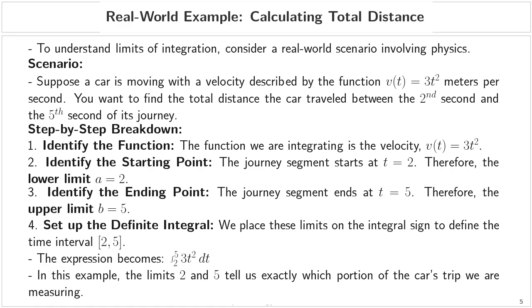In this example, the limits, 2 and 5, aren't just numbers floating around. They precisely define which portion of the car's entire trip we are analyzing. We're not looking at the entire journey, we're focusing specifically on the time interval from 2 seconds to 5 seconds. This is a key concept to remember. The limits of integration allow us to isolate and calculate quantities, like distance traveled, over specific intervals. We'll see how to actually solve this integral and find the numerical answer in the next few slides. But for now, it's important to understand what the integral represents in this context and how the limits define the boundaries of our calculation.